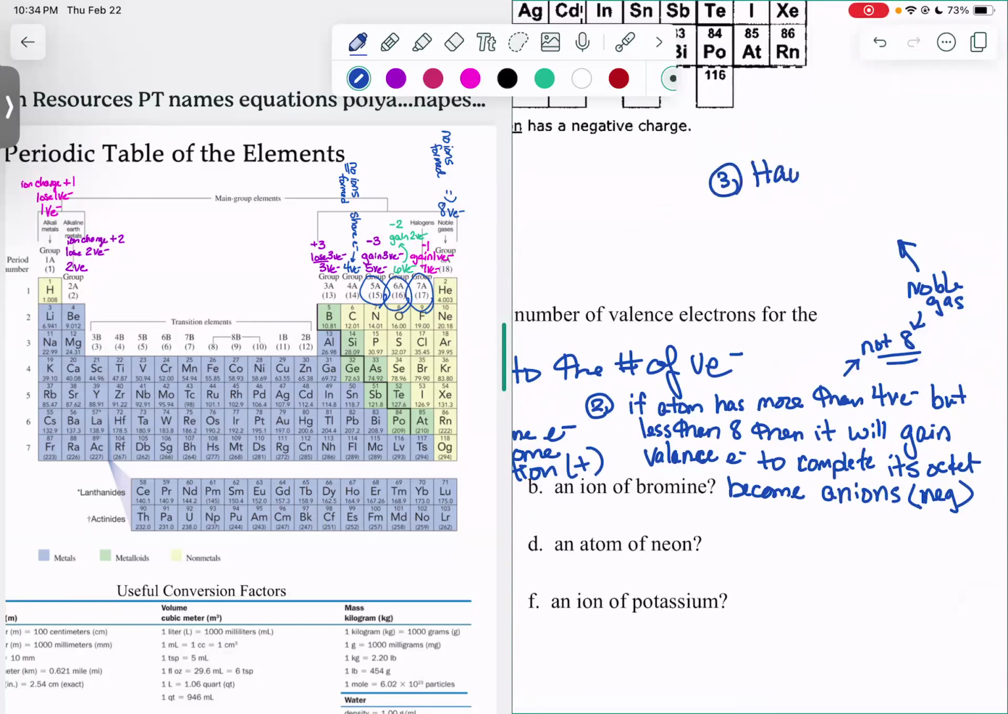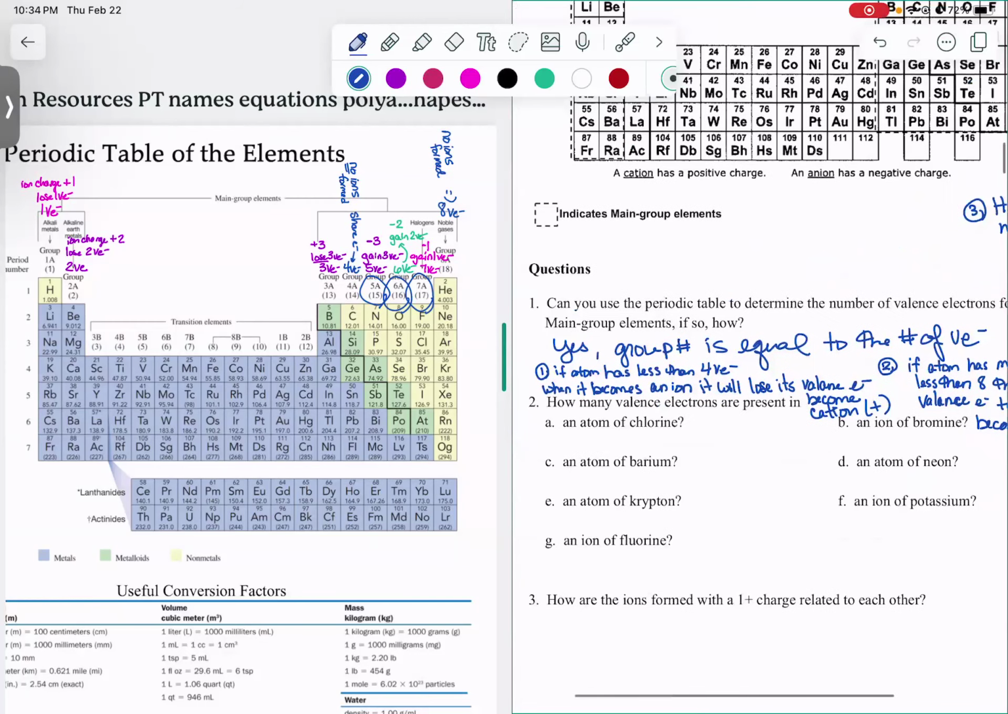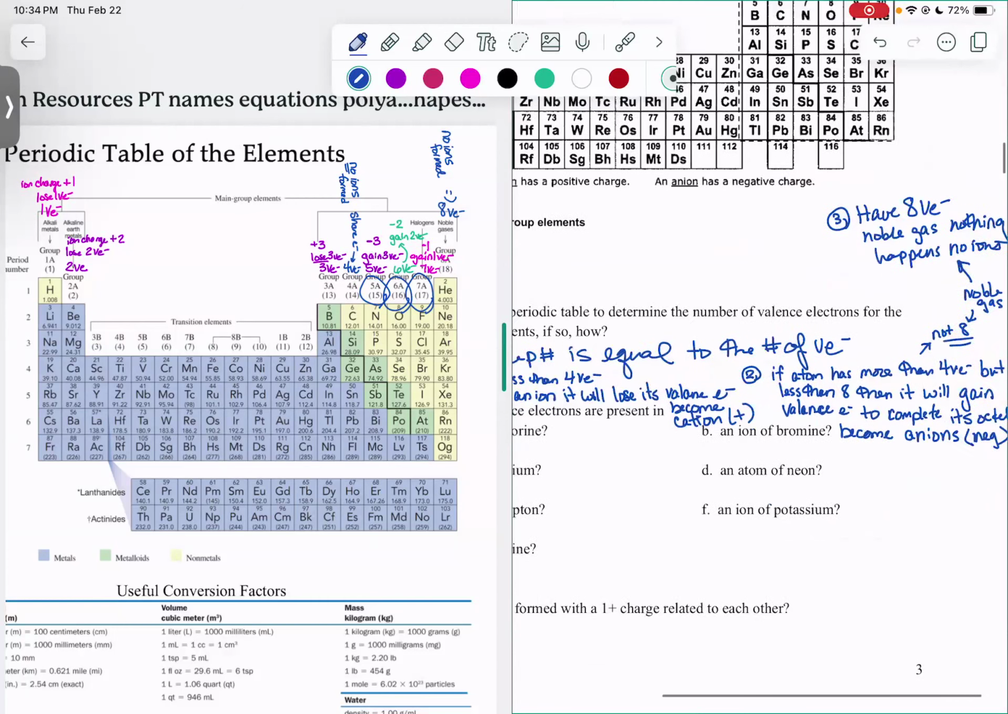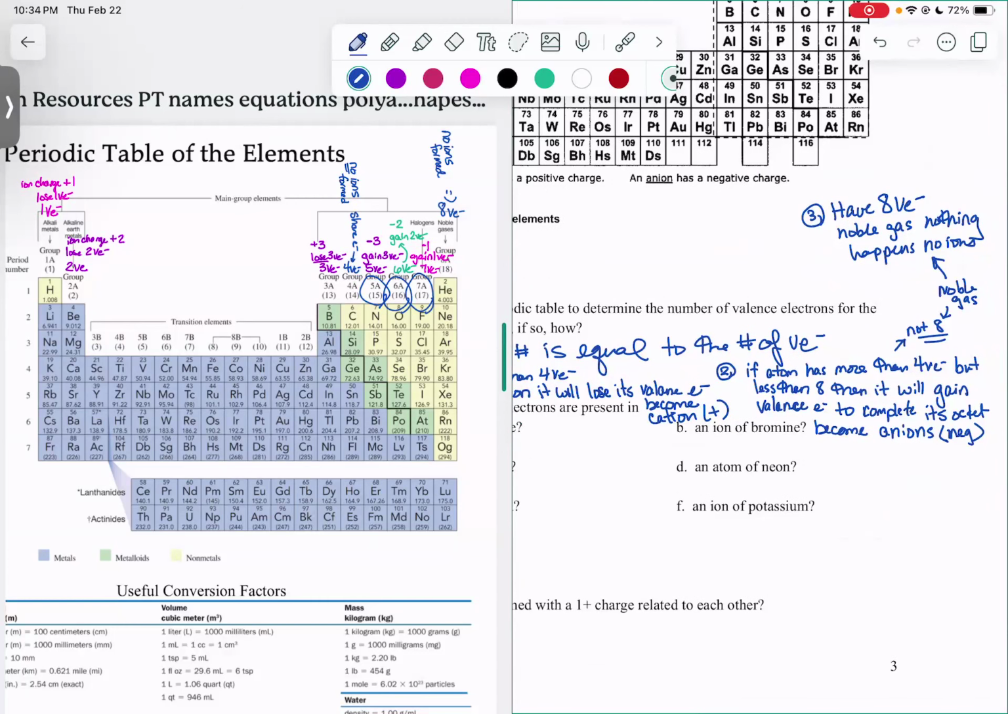Okay, so those are our 2 scenarios, and really noble gases are our scenario number 3. If they have 8 valence electrons, they're a noble gas, and nothing will happen. Nothing happens. You have no ions. So there's only one other possibility that could happen. You have less than 4 valence electrons, you have more than 4 but less than 8, or you have 8.